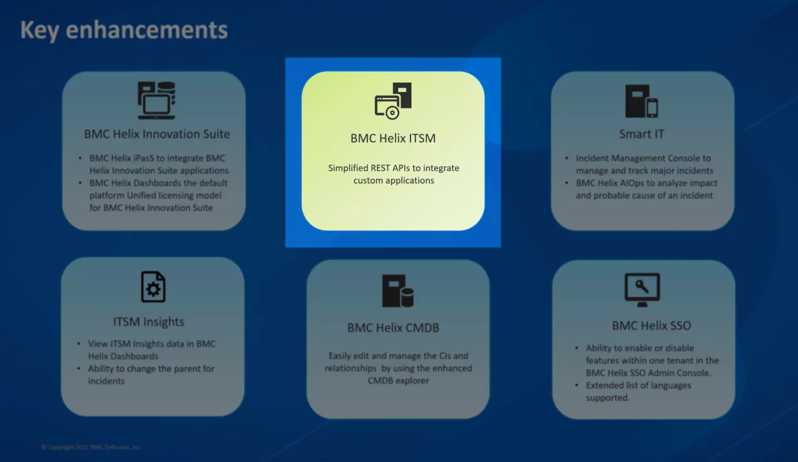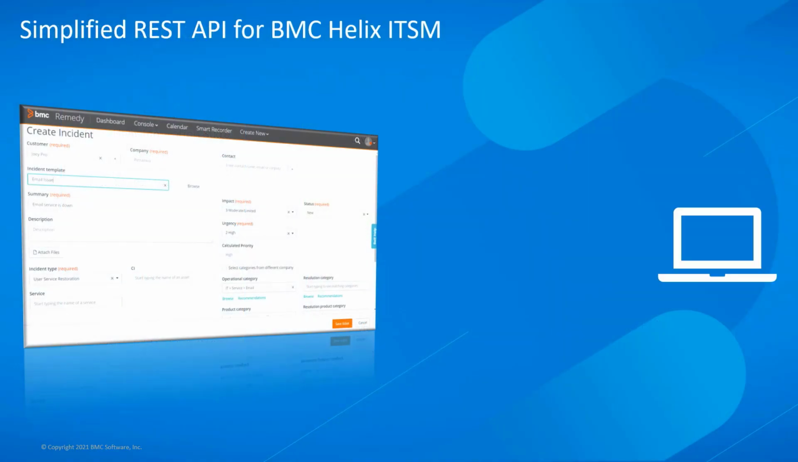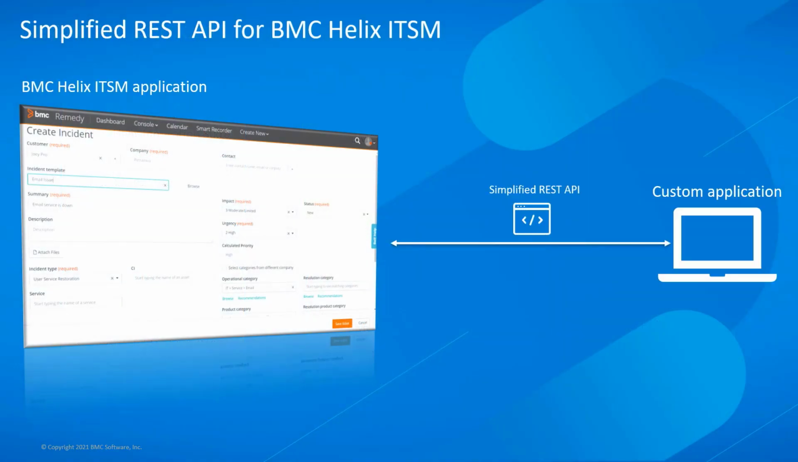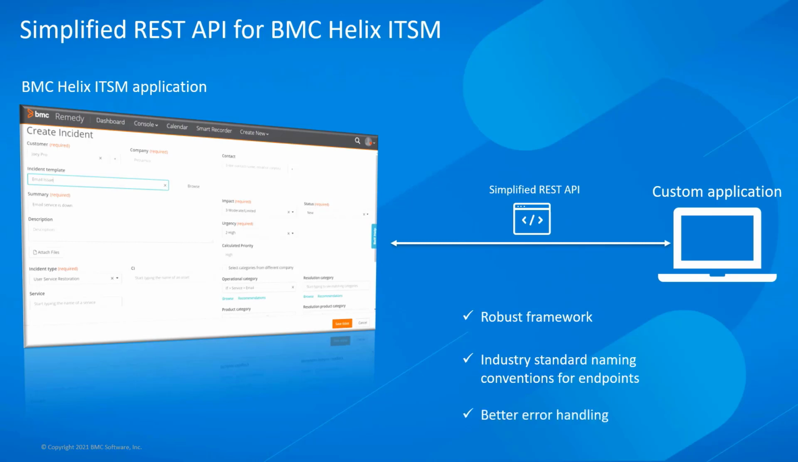In BMC Helix ITSM, integrate your custom applications with BMC Helix ITSM by using the new simplified REST APIs. Along with a robust framework, these enhanced APIs offer user-friendly and industry-standard naming conventions for endpoints and attributes, industry-standard searching, filtering, and sorting of results, and better error handling and status codes.